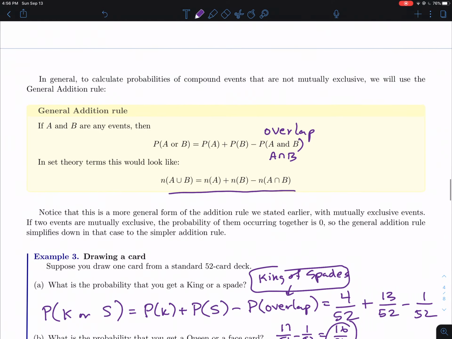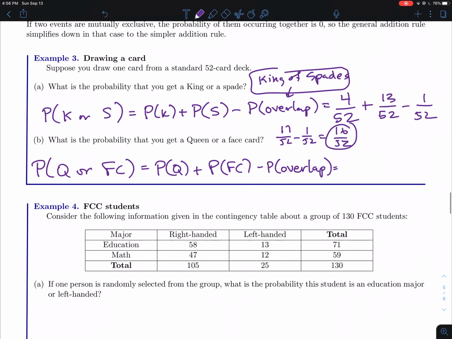So when I go back, my overlap is actually going to be 4 cards. It's going to be the Queen of Hearts, Queen of Spades, Queen of Clubs, Queen of Diamonds. So when I do my subtraction, I'm going to get minus 4 out of 52 for those. This one's kind of a weird one because we added the queens and we're basically going to take them all out. But it does work.